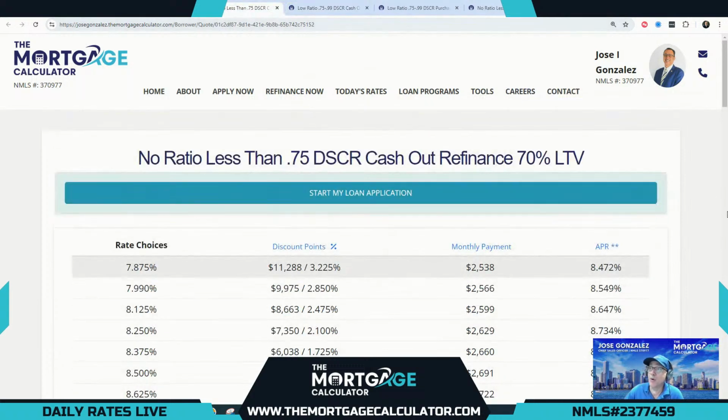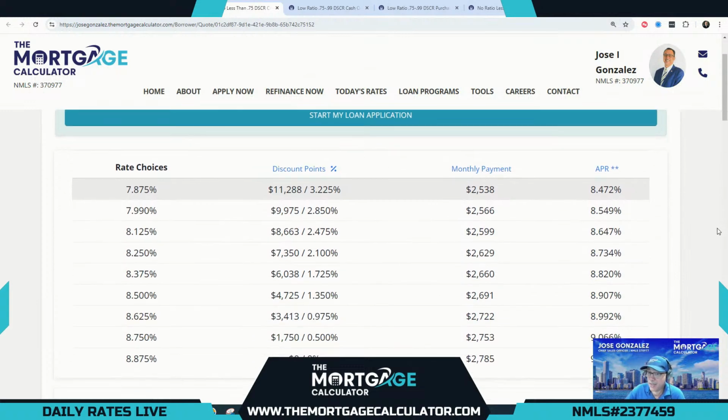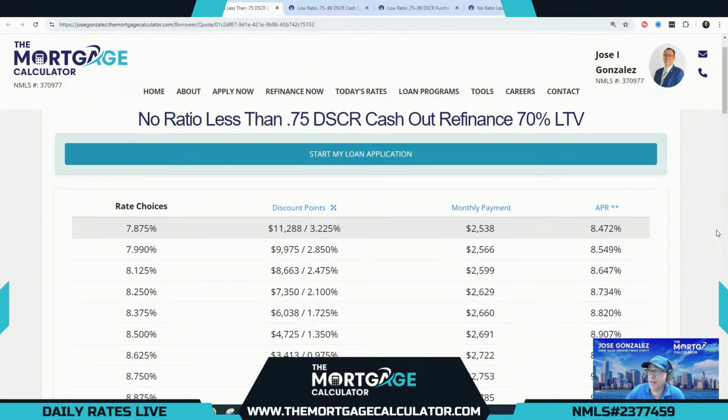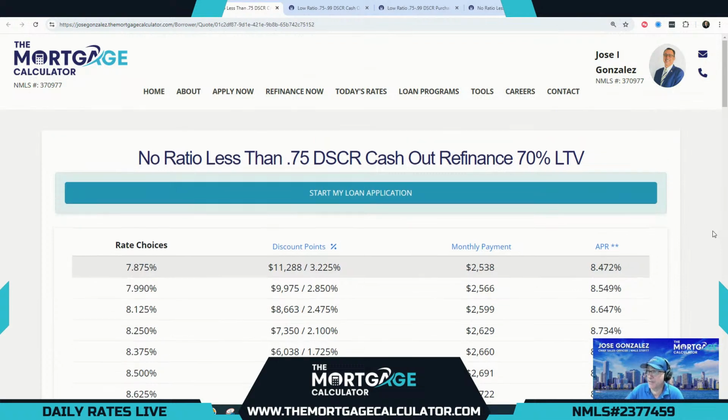And now for our no ratio. Remember, this is the one less than 0.75. So theoretically, you could have a DSCR of 0.1 and still qualify for this program. 8.875% is our lowest cost option at par, 0 points. And you can buy that down all the way to 7.875 at a cost of 3.225 points for our maximum 70% LTV, less than 0.75 no ratio DSCR cash out.